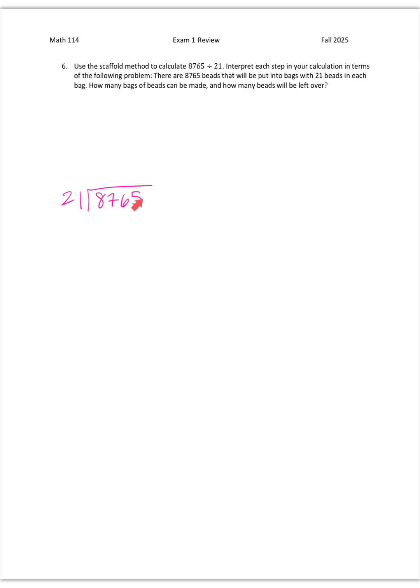It doesn't have to be as close as we can. We're just going to get close-ish. If I multiplied by 1,000, that would be too big because 1,000 times 21 is 21,000. I went way over. But what about 100? 100 times 21 is 2,100, which is pretty small, but I could start there. I get 2,100 when I multiply, and I subtract, and I have 6,665.